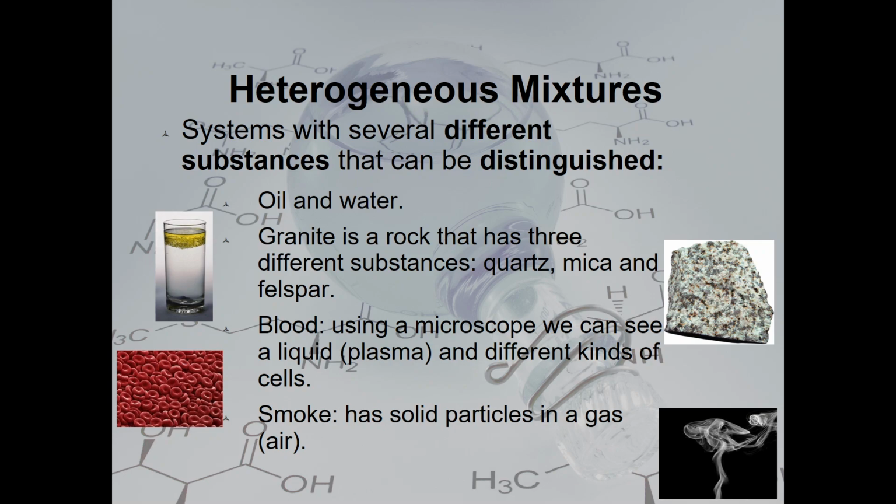Granite is a type of rock that has three different components: quartz, mica, and feldspar. Blood, using a microscope, we can see a liquid, plasma, and different kinds of cells. And smoke has solid particles in the gas. The gas is air, while usually the particles are carbon or some form of ash that's flying up.